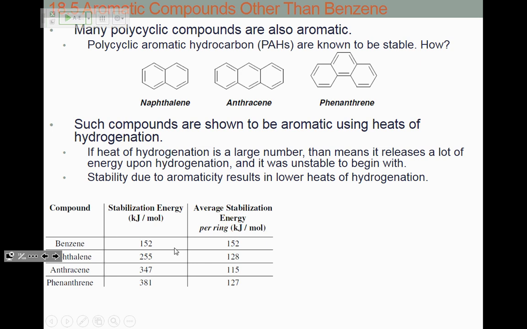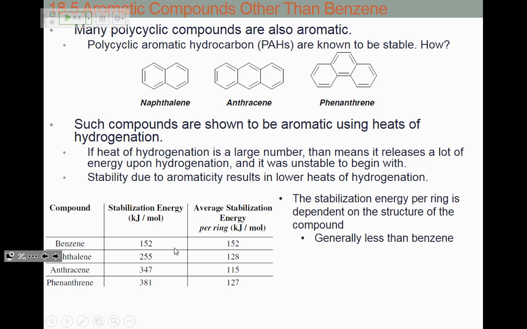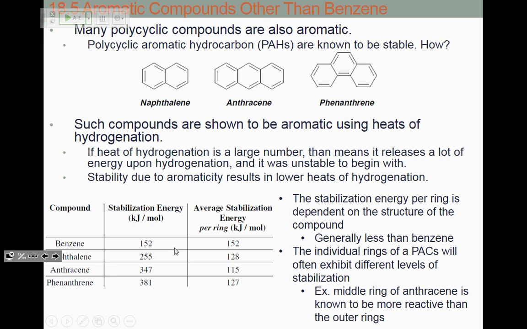Now that's the average structure. Sometimes all of the rings won't be as stable in a system. So the energy per ring is actually dependent on the structure of the compound. So if we actually look at the individual rings, for example, in anthracene, it's easier to react these 2 double bonds, so it's easier to get reactions at those carbons than the outer ones.